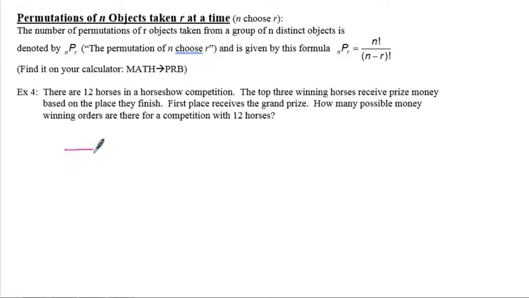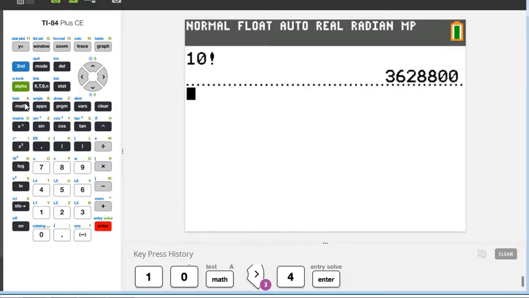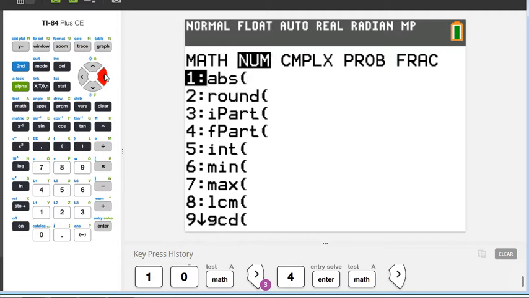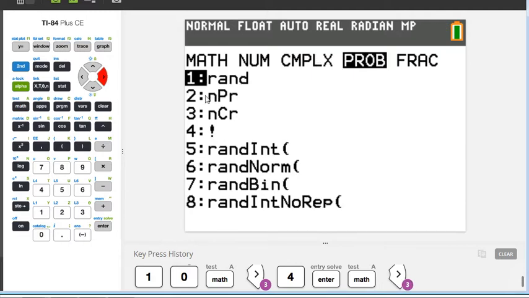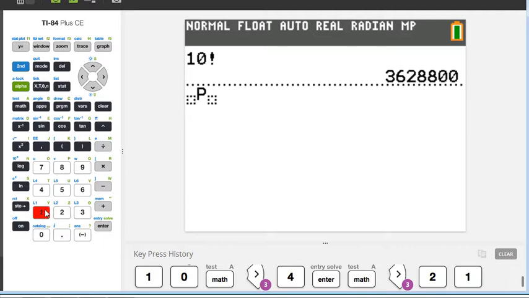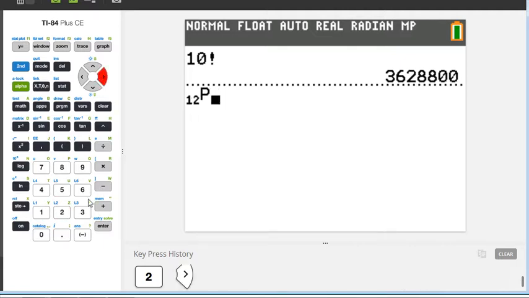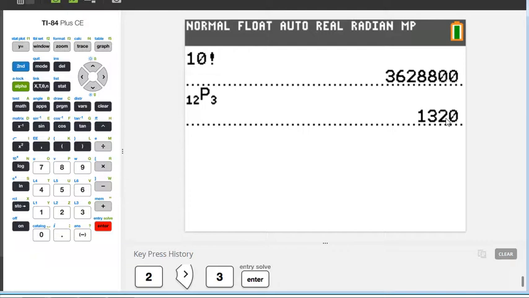For first place, we have 12 different horses that could finish first. Once that horse wins, we have 11 that could place second, and we have 10 that could place third. So we have permutation of 12, choose 3. The function on our calculator is found in the math menu: math, probability, nPr. We had 12 horses in the race, and we cared about the top 3 finishers. There are 1,320 ways that could happen.